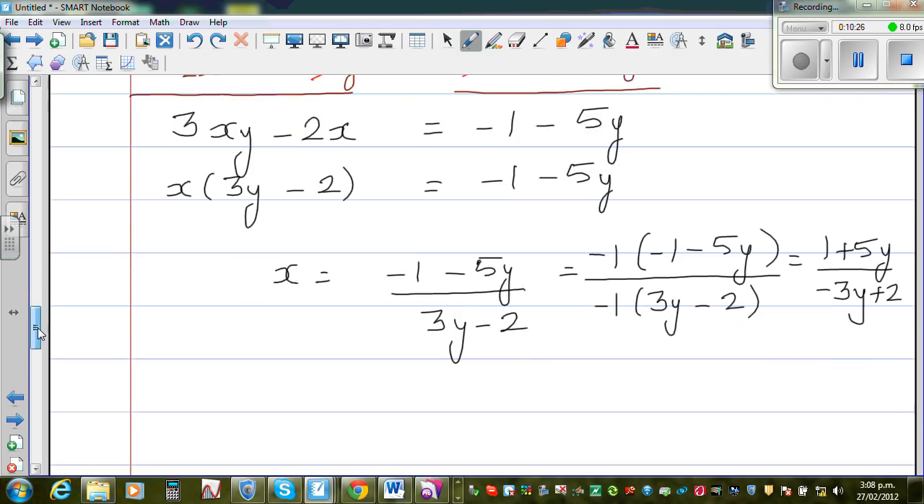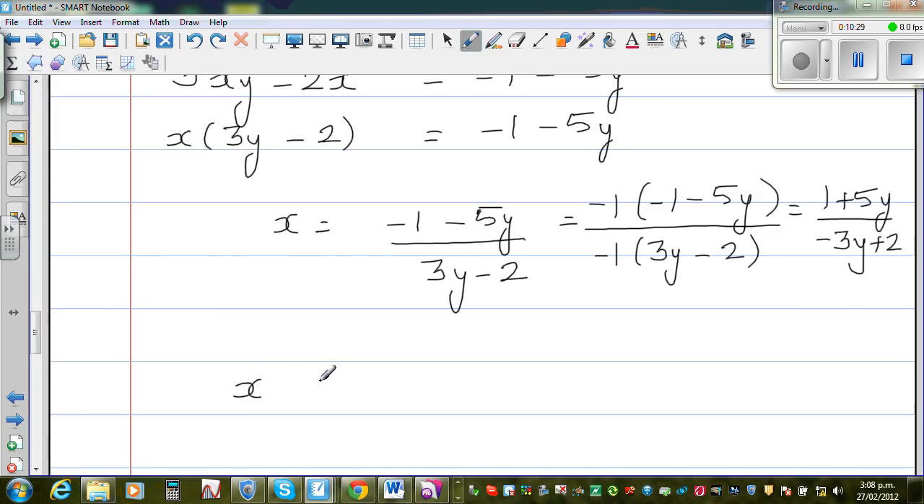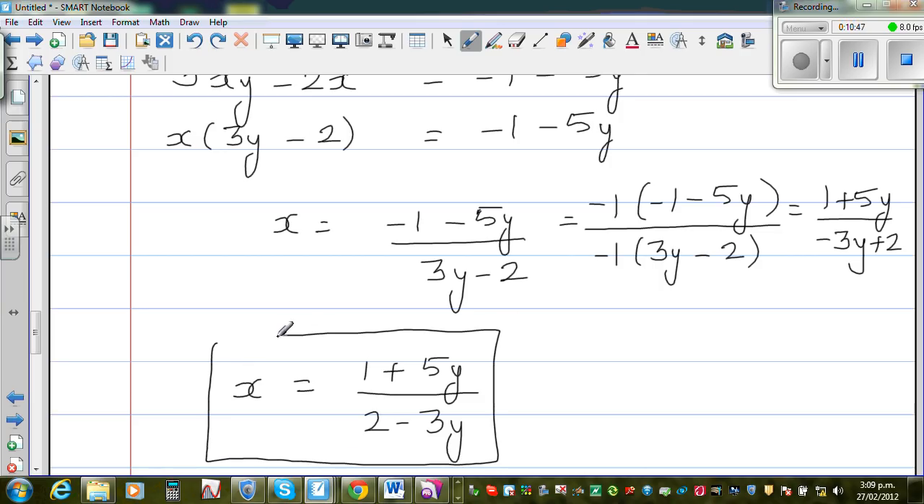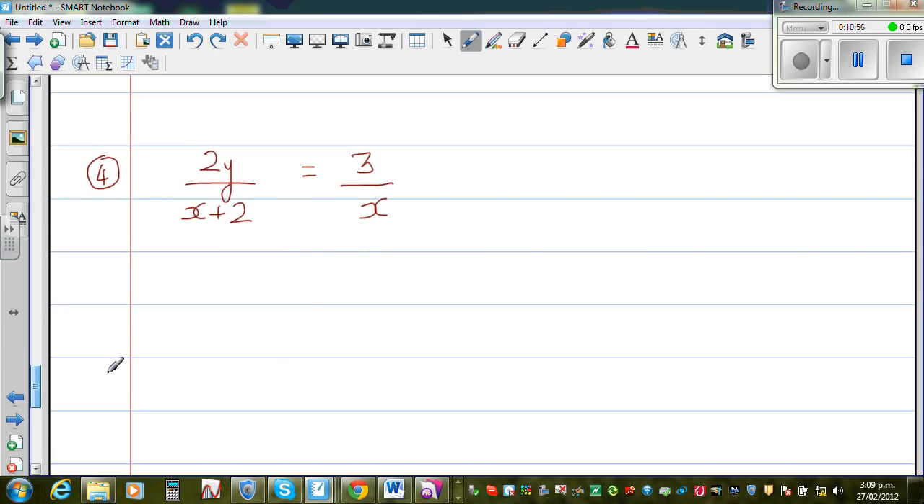So the neatest form of writing this, making x the subject, is 1 plus 5y over 2 minus 3y. The previous form is also right. There's nothing wrong with it, but this is a much neater way because mathematicians don't like this negative. So this is one way of doing it. Okay, so let us do the last question.